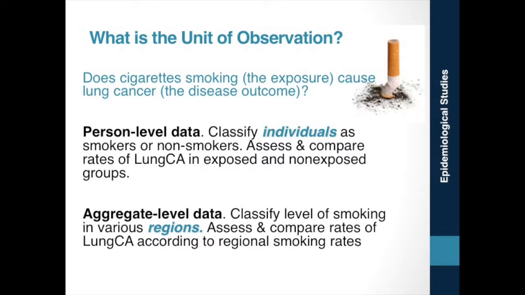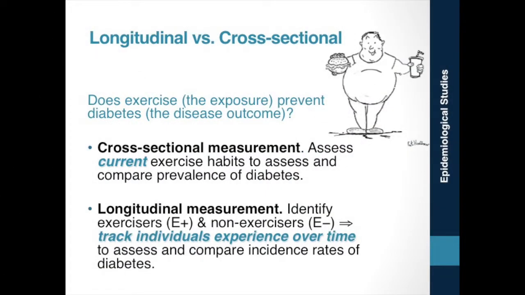The unit of observation indicates if the data is individual or aggregated. For example, we can classify individuals in smokers or non-smokers and compare rates of lung cancer in the two groups. Or we can collect aggregate data of smoking by regions and compare lung cancer rates according to the regional smoking rates.